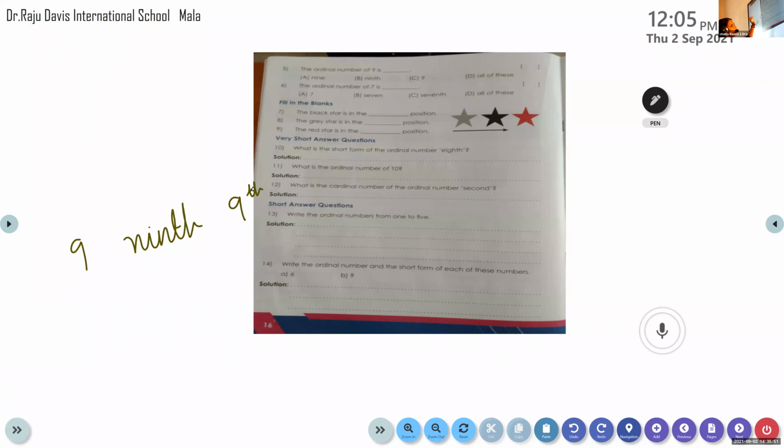So here which is the correct option? Is it A, B, C or D? Which one? B. So put tick mark for option B and write capital letter B inside the brackets. Thank you, ma'am. Welcome, my dear.